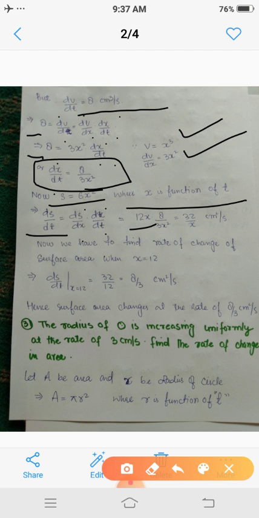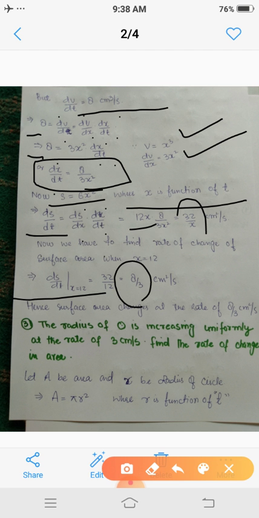dx/dt is, by the above, 8/(3x²), so simply 32/x centimeter square per second. That is, this surface area changes at the rate of 32/x centimeter square per second. Now we have to find the rate of change of surface area when x is 12. Substituting x equals 12, we get 32/12, which is 8/3 centimeter square per second. This means that the surface area changes by 8/3 centimeter square per second when x is 12 centimeter.